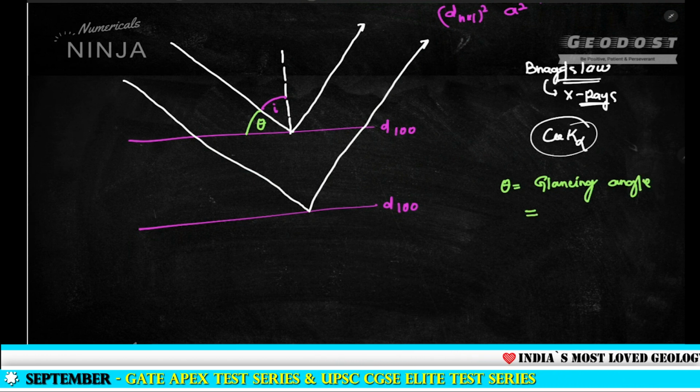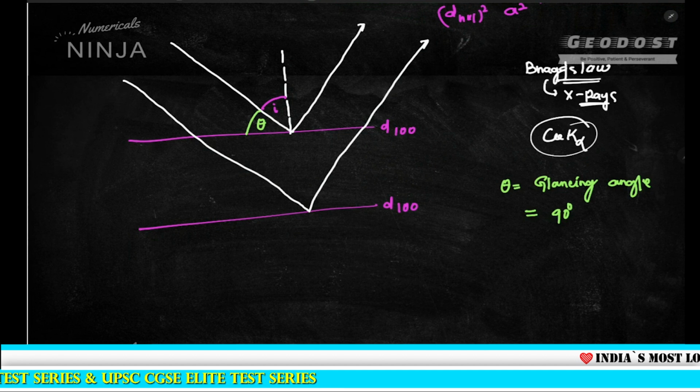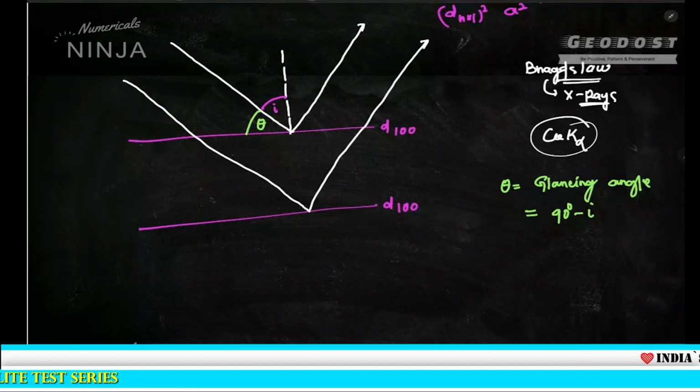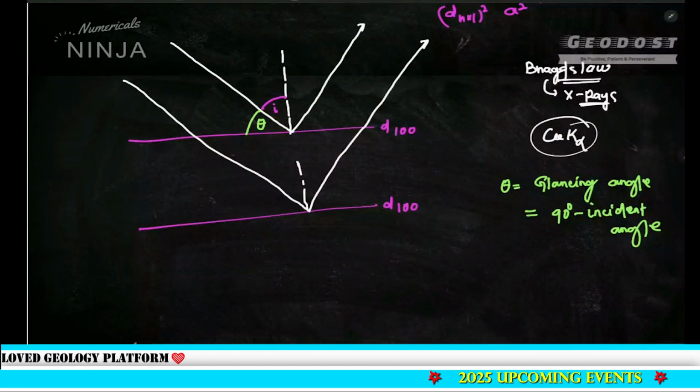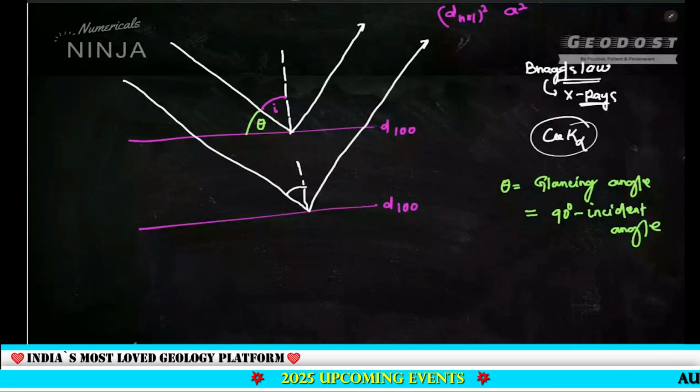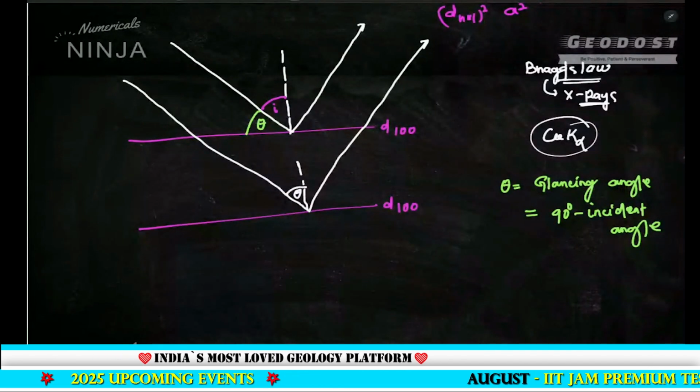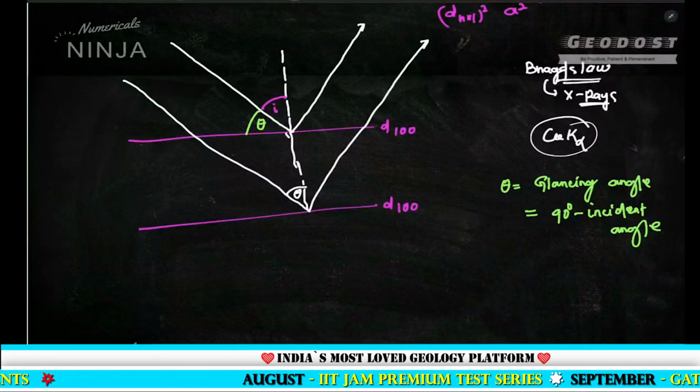Okay, which is equal to 90 minus i. i is your incident angle. Okay, is it clear? Now come to here, same thing is also going to be here. Since they are parallel rays, so it is going to give you again theta. Okay. So now come to another part.